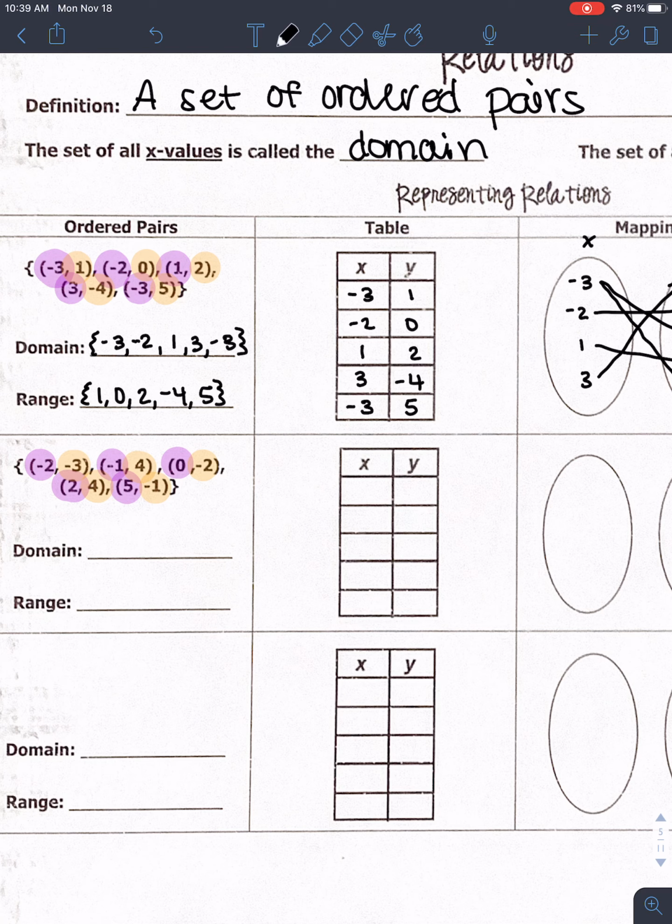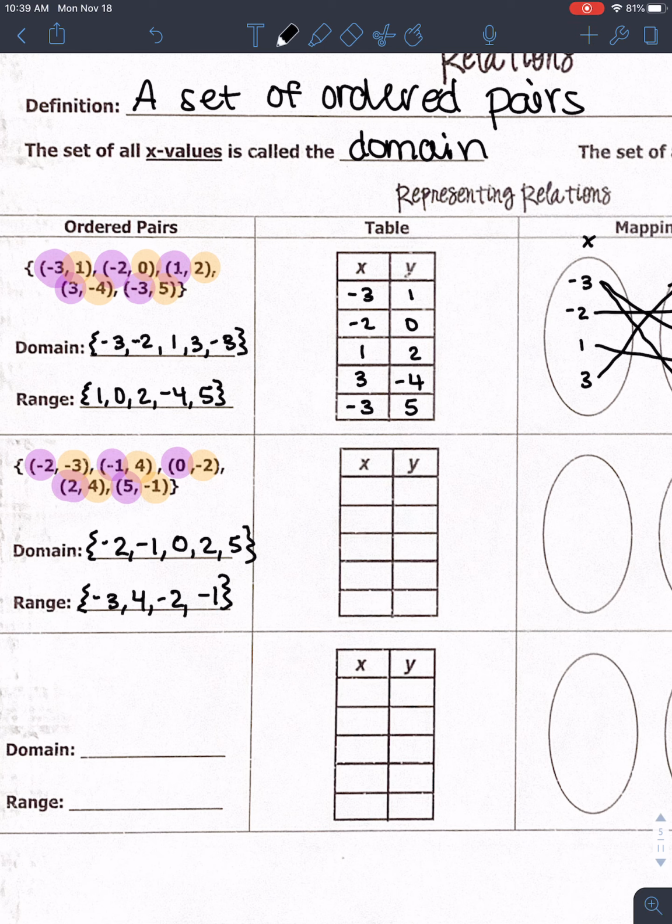So in my domain, I would have -2, -1, 0, 2, and 5. And I don't have any repeats this time, so I don't have to worry about that. In my range, I have -3, 4, -2, 4 again, but I already have 4, so I don't have to write it, and then -1. If you write it, though, it'll be fine.